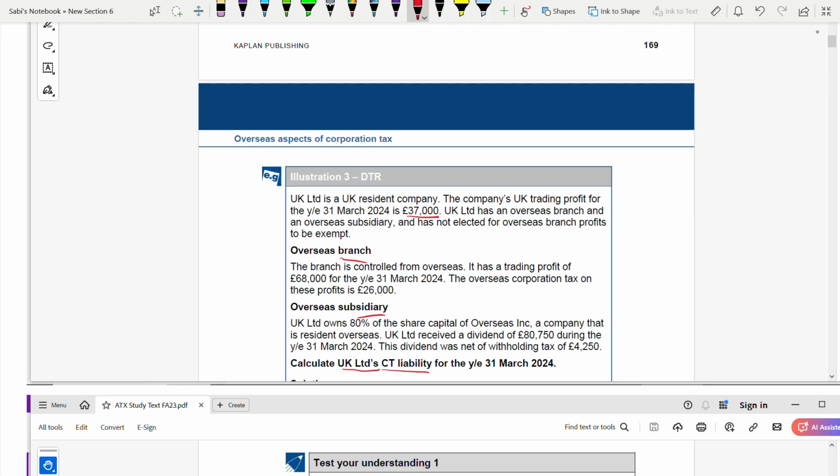It has a trading profit of 68,000. The overseas corporation tax is 26,000. Here they own 80% of a company resident overseas, which paid a dividend of 8,750. This dividend was net of withholding tax of 4,250. So here you have to do working. You have to add the UK and the branch. You have to do a column format. So let us quickly do that.